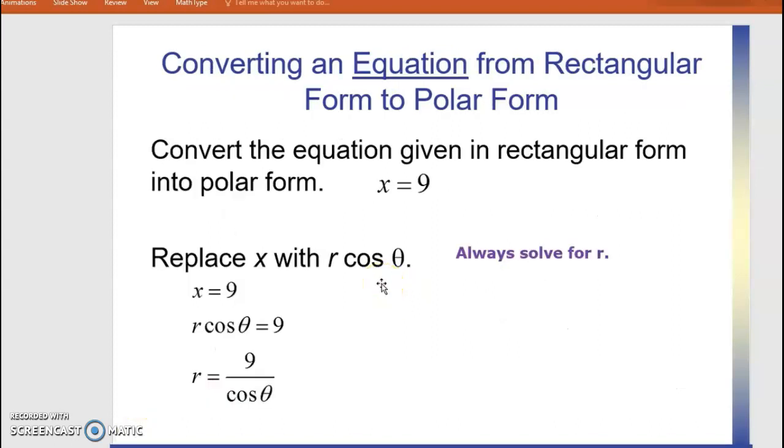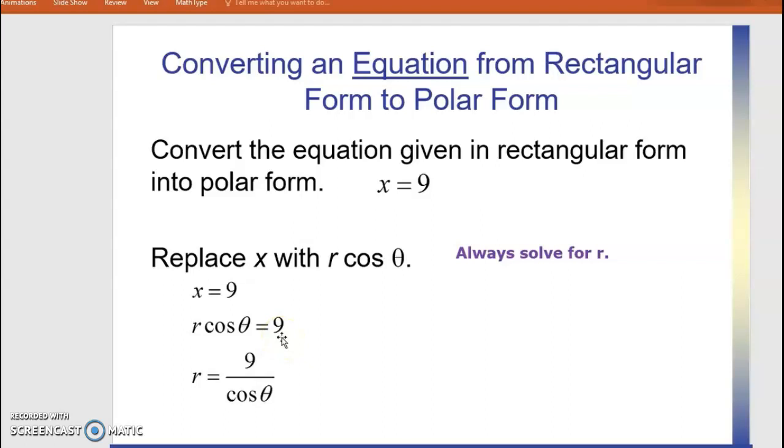At this point, we will be moving to converting equations from rectangular to polar form and then in the opposite direction. Example: convert the equation in rectangular form to polar form. The given equation is x equals 9. This is a very direct problem. We know that x is equal to r times cosine theta in our polar system, so we make that substitution.